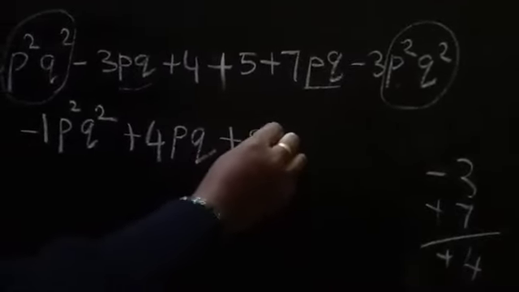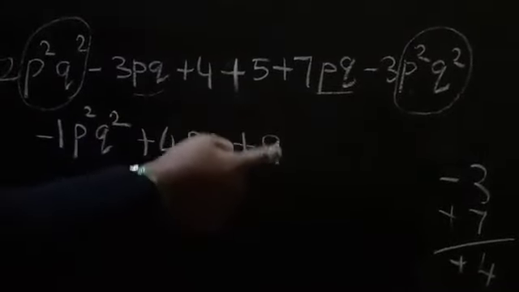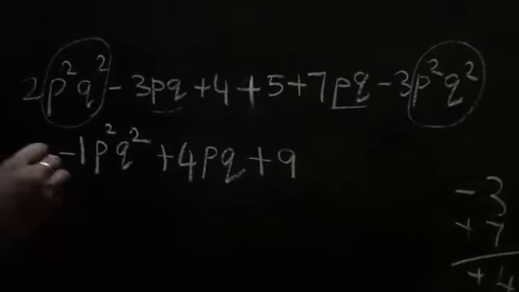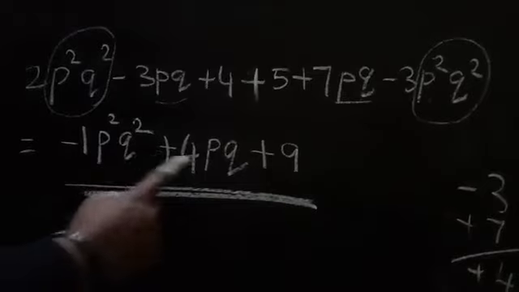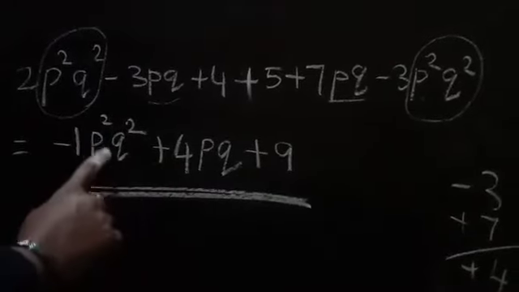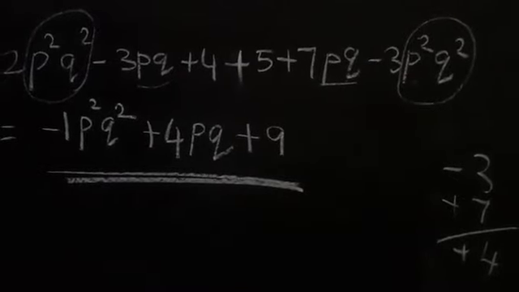So our result is plus 9, because when both have the plus sign we have to add and write it in this place. This is our answer. We cannot do addition or subtraction here because p square q square is a different term, p and q are different terms.